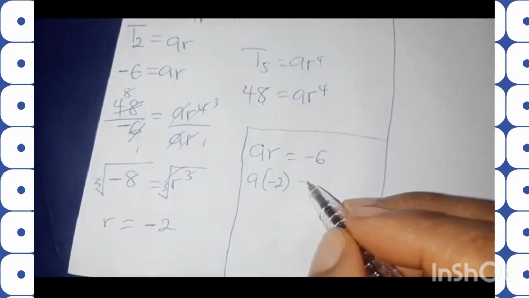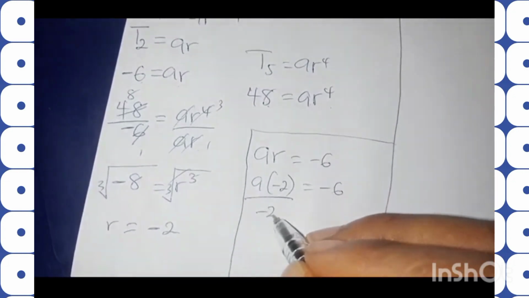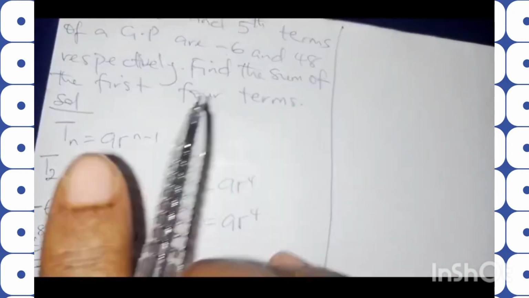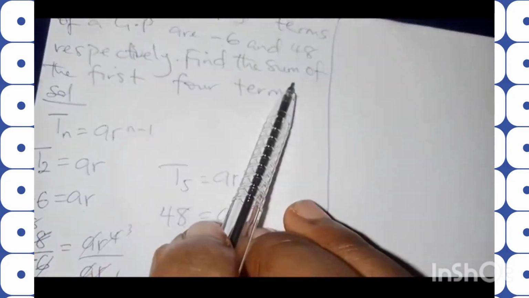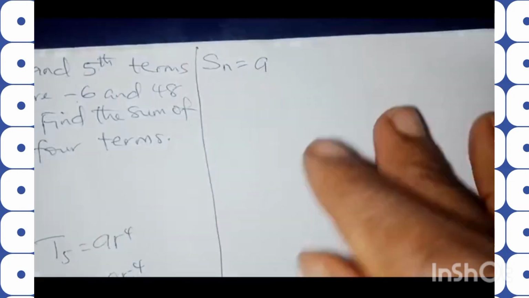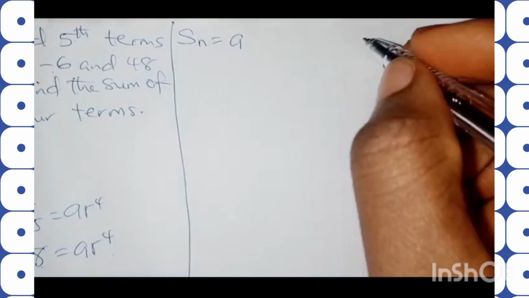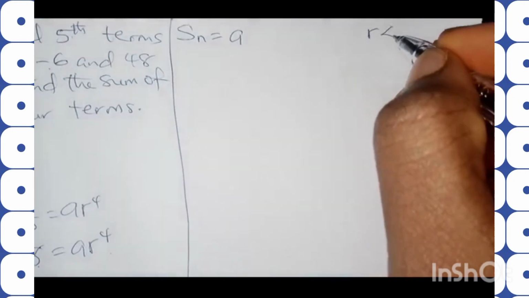So now we want to proceed to getting the first term. Use any of the equations. I'm going with the first equation. So ar equals minus 6, and we substitute the value of the common ratio, and you divide both sides by minus 2, you have 3. So your a is equal to 3. Now let's look for the sum of the first 4 terms as well in this question.